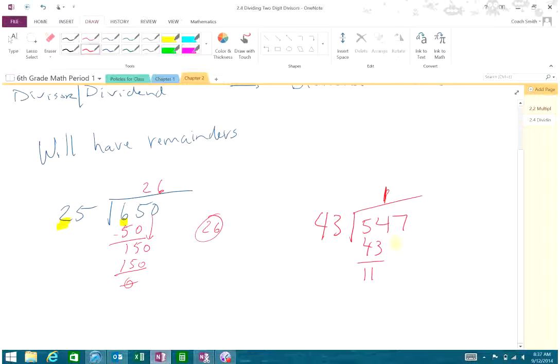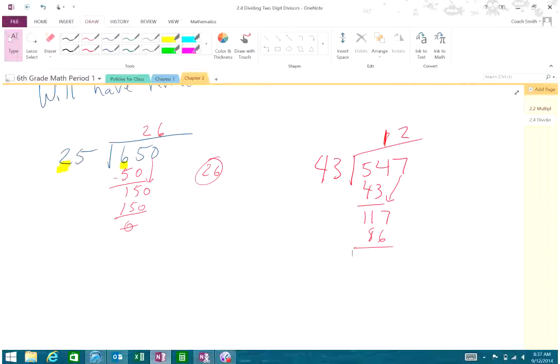Okay, bring down your 7. 43 into 117. How many times does 43 go into 117? Twice. That would be 86. Then if I subtract that, that would be a remainder of 31. Do I have any more numbers to bring down? Now we brought down the 7, that's my last number. So that gives me 12, remainder 31.